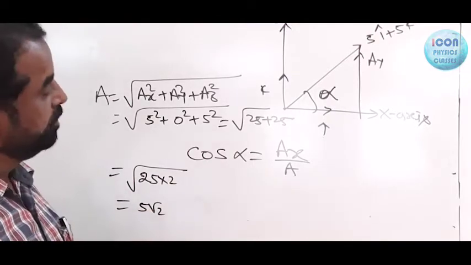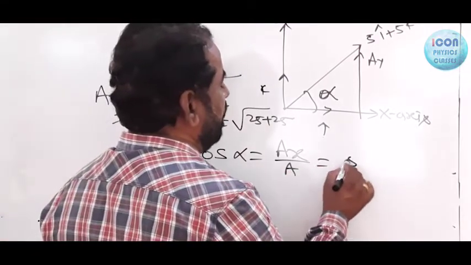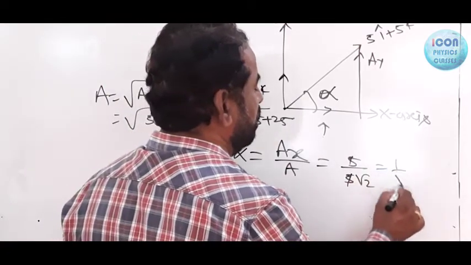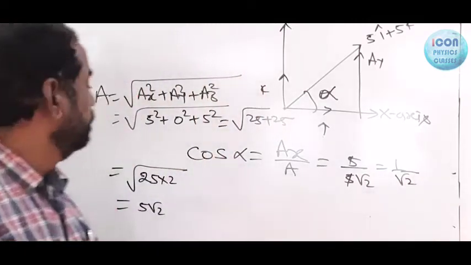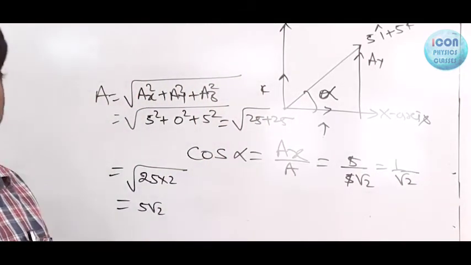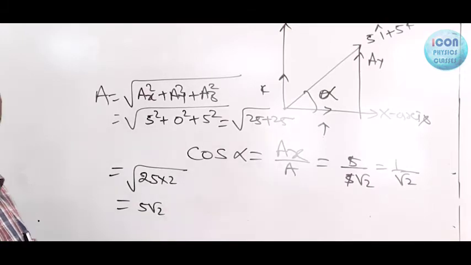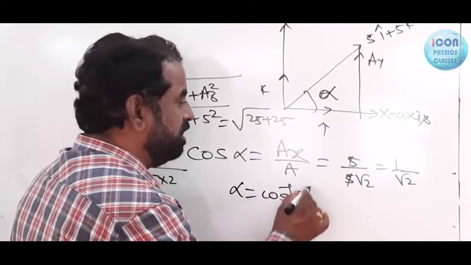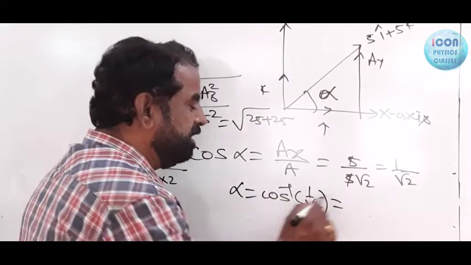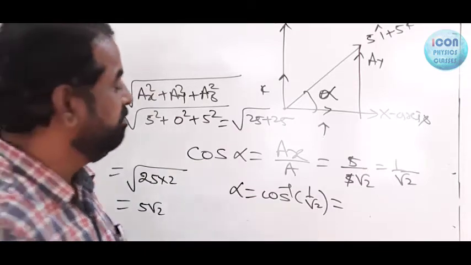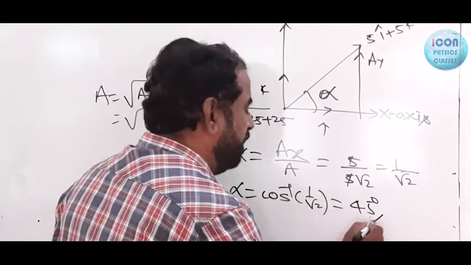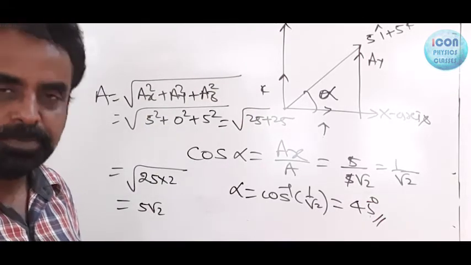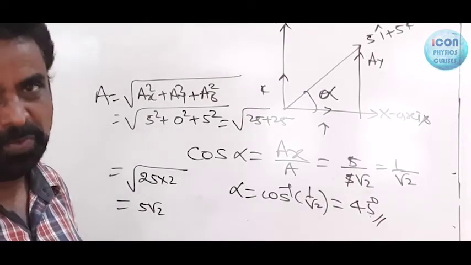5 root 2. And therefore, what is ax? 5 divided by 5 root 2. This gets cancelled, 1 upon root 2. Cos alpha value is 1 upon root 2. What is the value of alpha? Alpha is equal to cos inverse of 1 upon root 2. That is equal to 45 degree. Cos 45 is equal to 1 upon root 2.